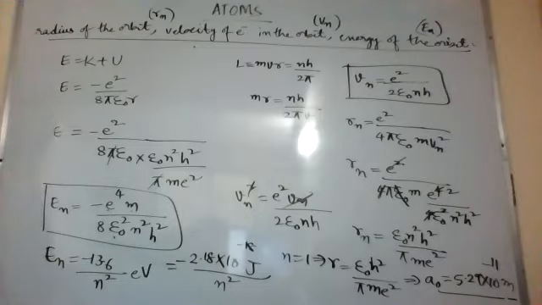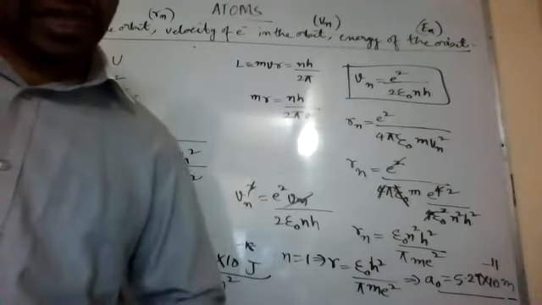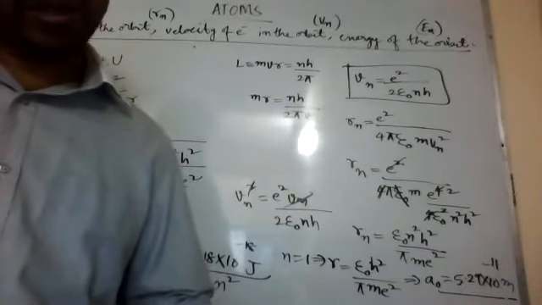Okay, so please take down this picture and then you can go ahead. Just take the screenshot. So almost all the derivations are done. Only I have to explain the energy levels and the line spectra of hydrogen atom. That I have to explain.